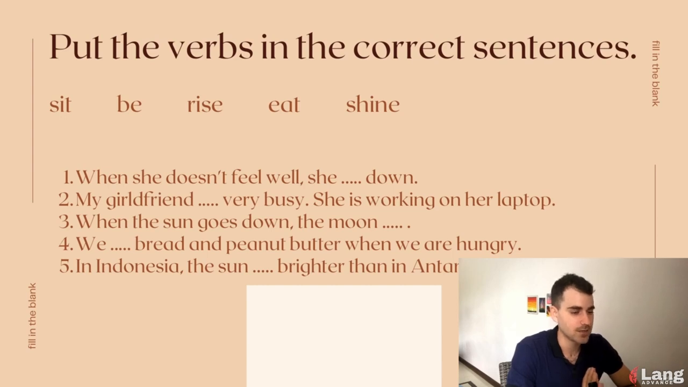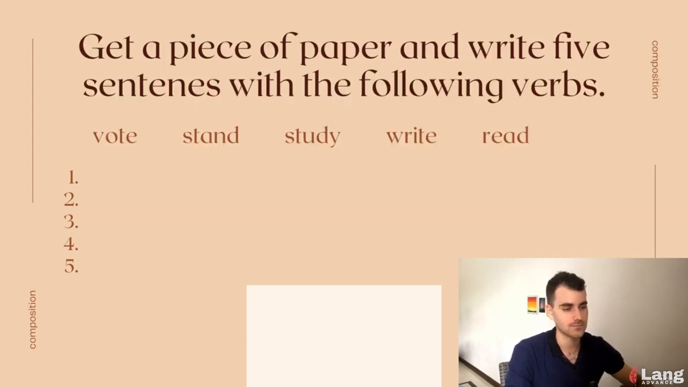When she doesn't feel well, she sits down. My girlfriend is very busy. She is working on her laptop. When the sun goes down, the moon rises. We eat bread and peanut butter when we are hungry. In Indonesia, the sun shines brighter than in Antarctica. Now, get a piece of paper and write 5 sentences with the following verbs.